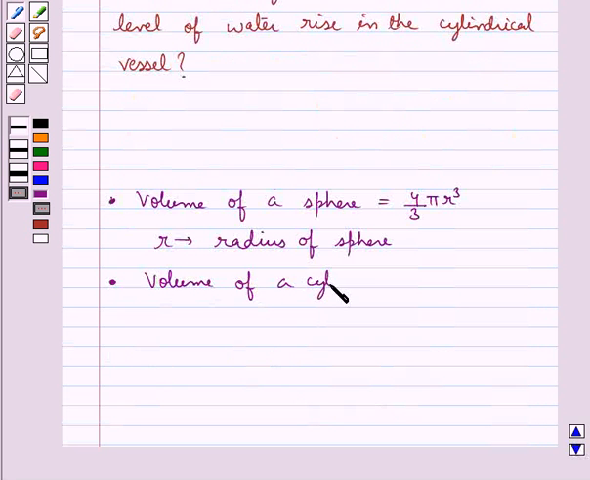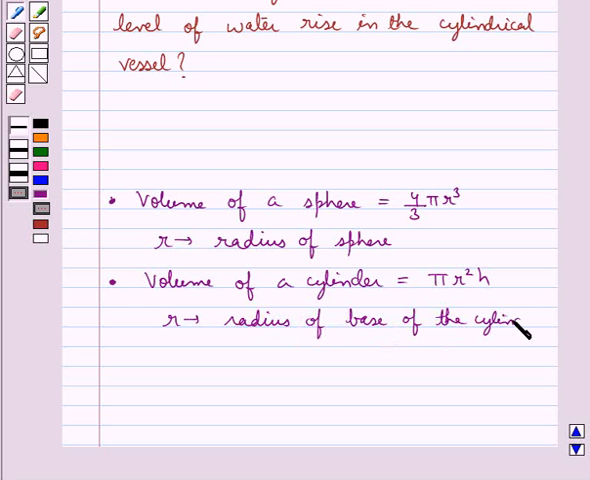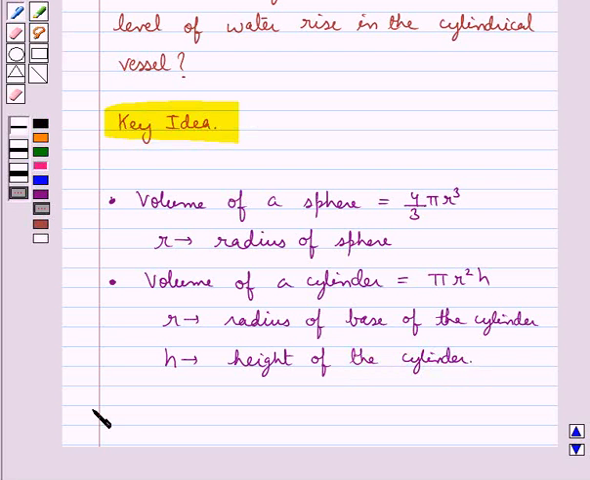Then the volume of a cylinder is equal to pi r square h, where r is the radius of the base of the cylinder, and h is the height of the cylinder. So this is the key idea for this question. Now let's see its solution.